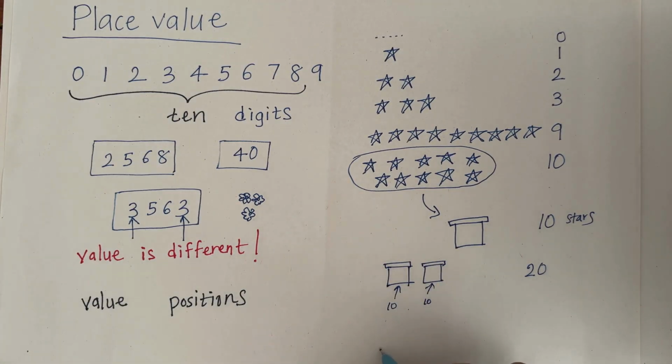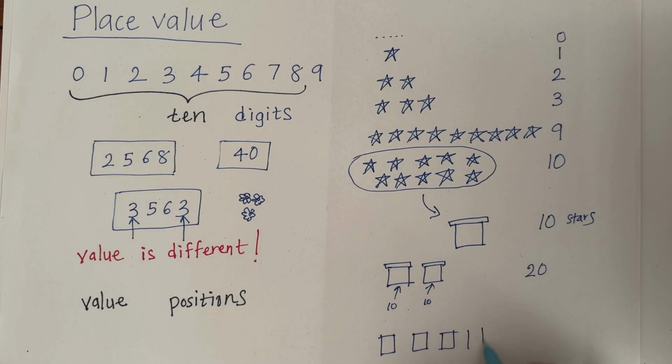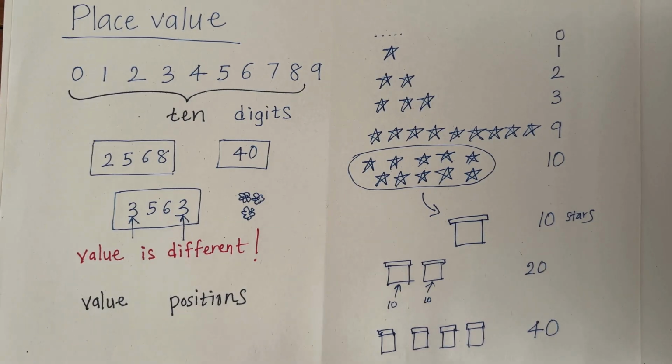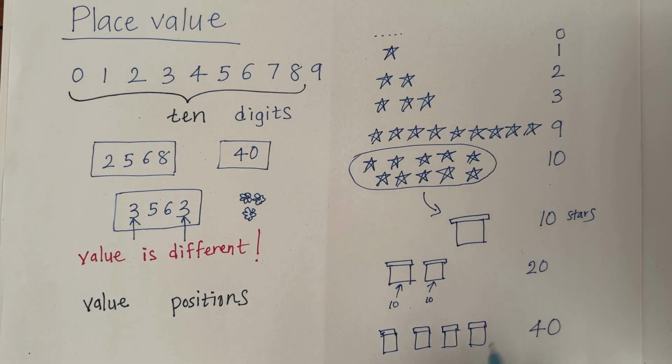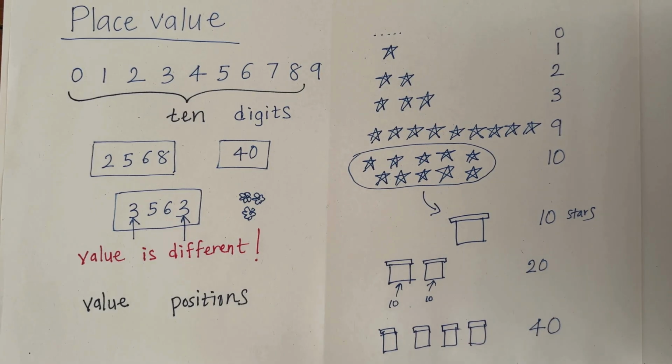Now we have 4 boxes. How many stars do we have? 40. Also, we can look at it like this: we have 4 boxes here and 0 single stars. Do you see any single stars out here? No, we have 0 single stars.